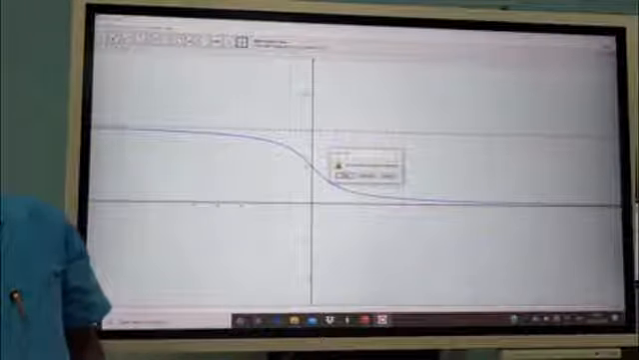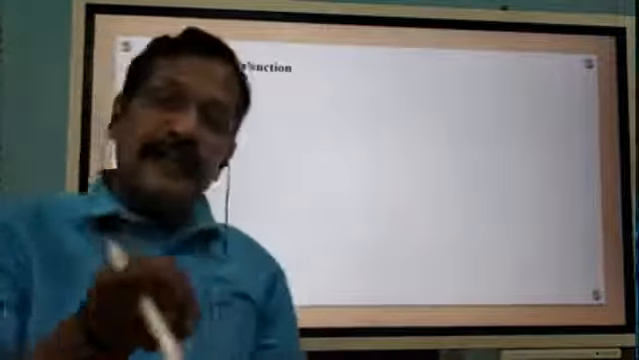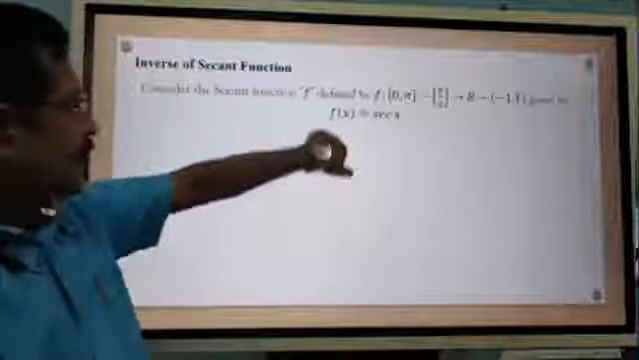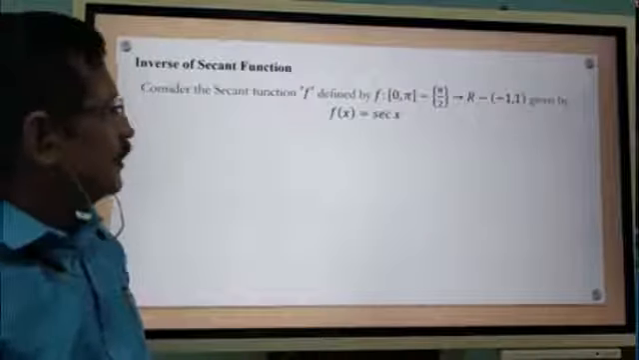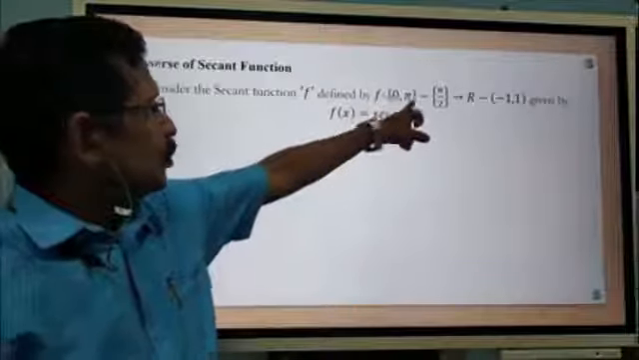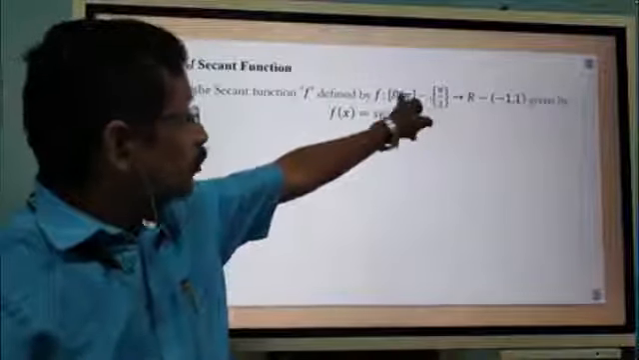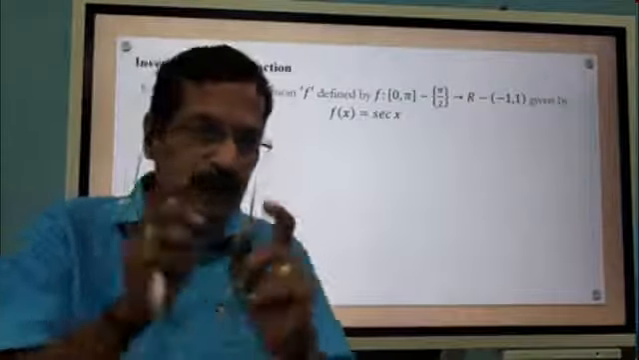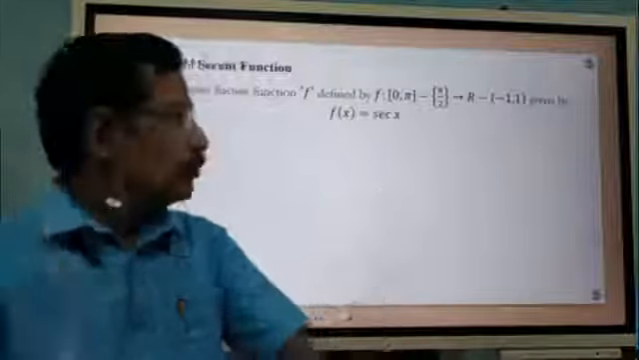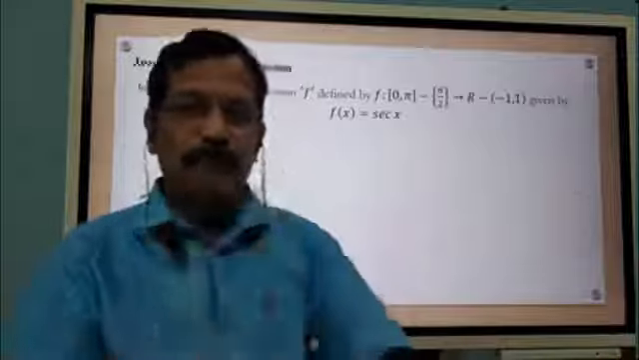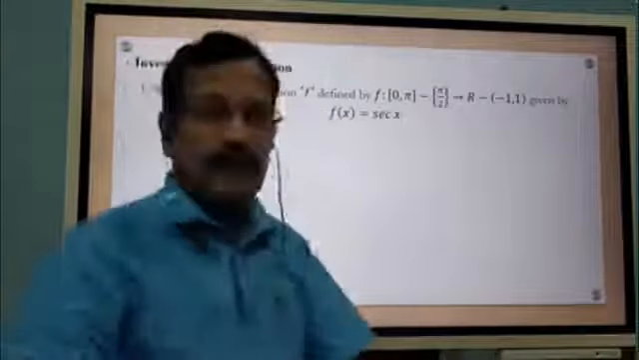Now, that's all. Now, we may go to the inverse of the secant function. Consider the secant function f defined by f from [0, pi] minus {pi by 2} to R minus the open interval (-1, 1), given by f of x equal to secant x.